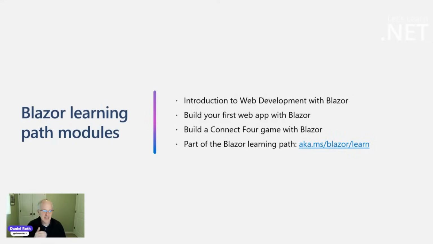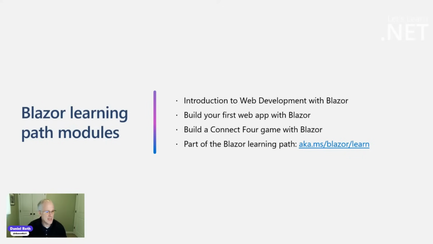You should have completed 3 Blazor Learn modules by the end of this session. There's the introduction to web development with Blazor, build your first web app, and build the Connect 4 game. These are all part of the Blazor learning path, which you can actually find at aka.ms/Blazor/learn. Once you've completed these 3 modules, you're of course welcome and encouraged to continue your learning journey by completing the rest of the modules as well. But we'll at least try to get through these 3.